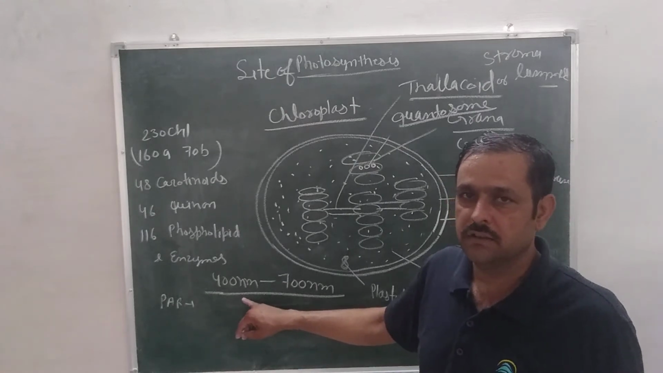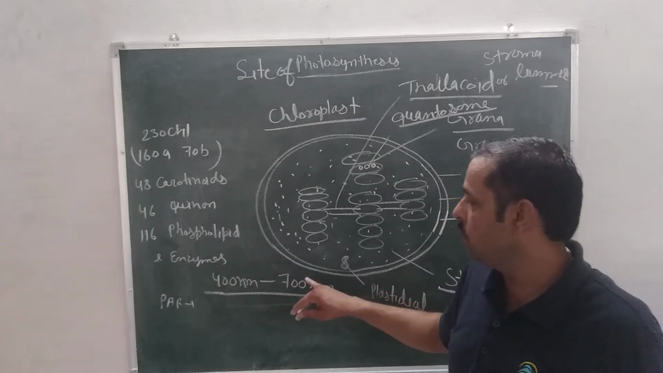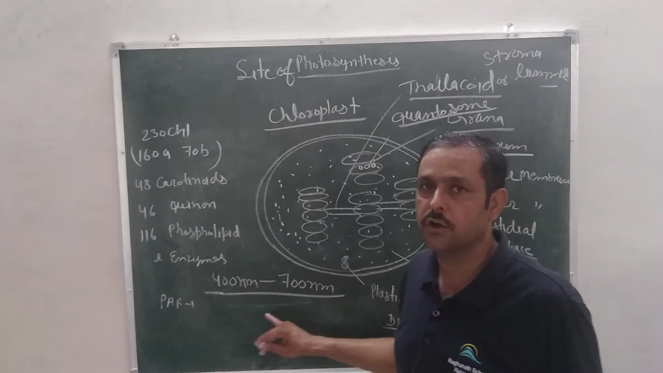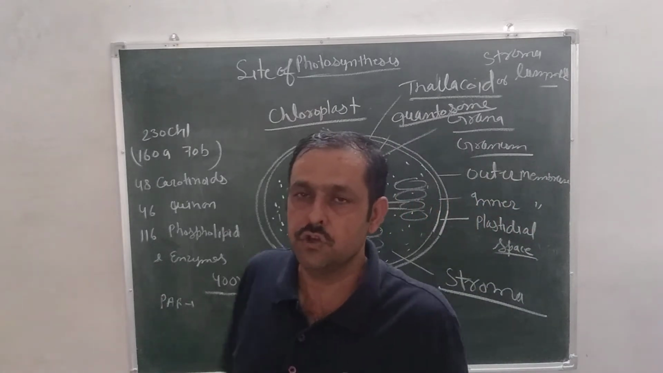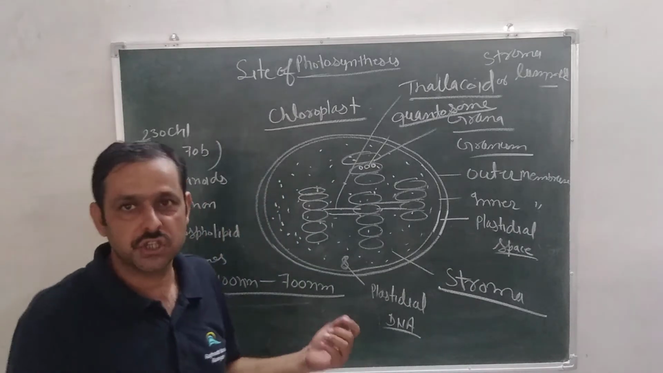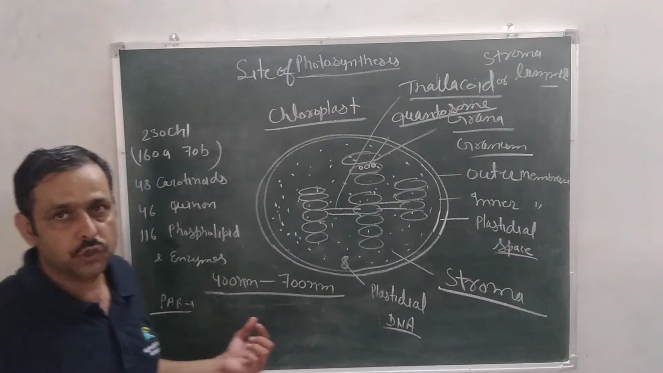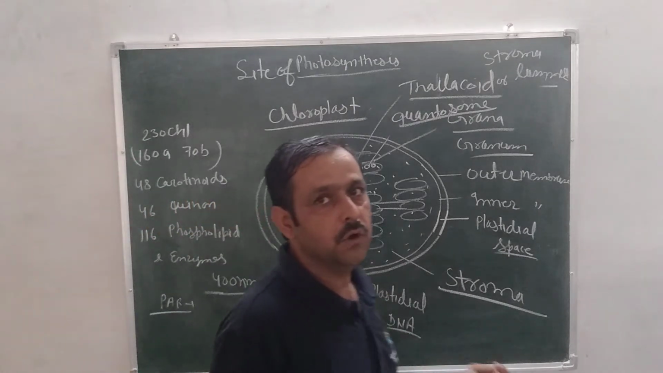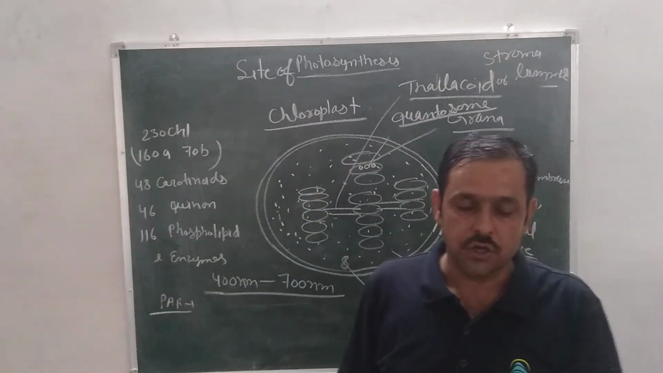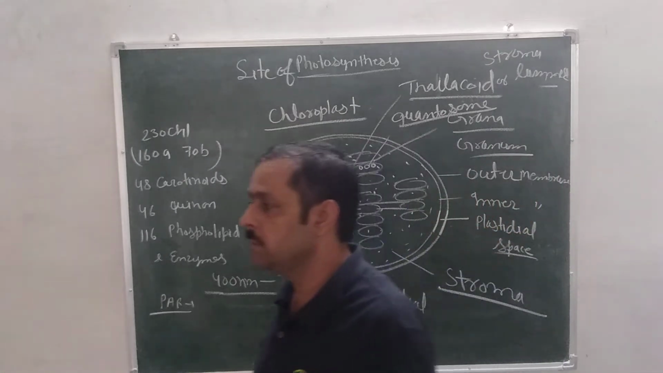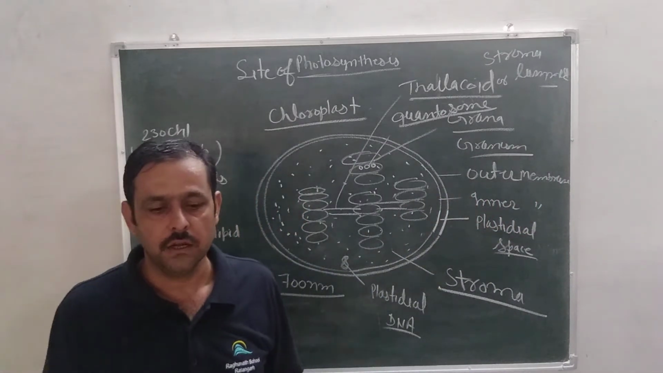Among sunlight, only 400 nanometer to 700 nanometer light is useful in photosynthesis. So this is called PAR, photosynthetic active radiations. Photosynthetic active radiations is the light in which plants make their food.